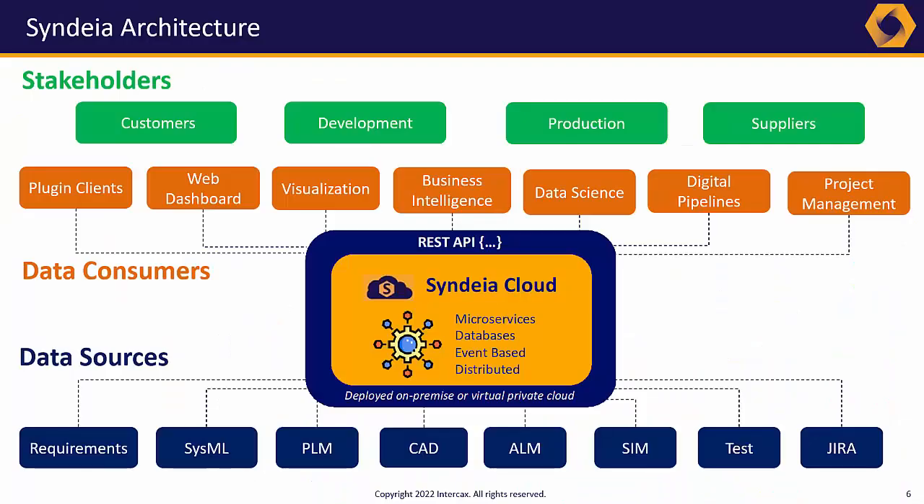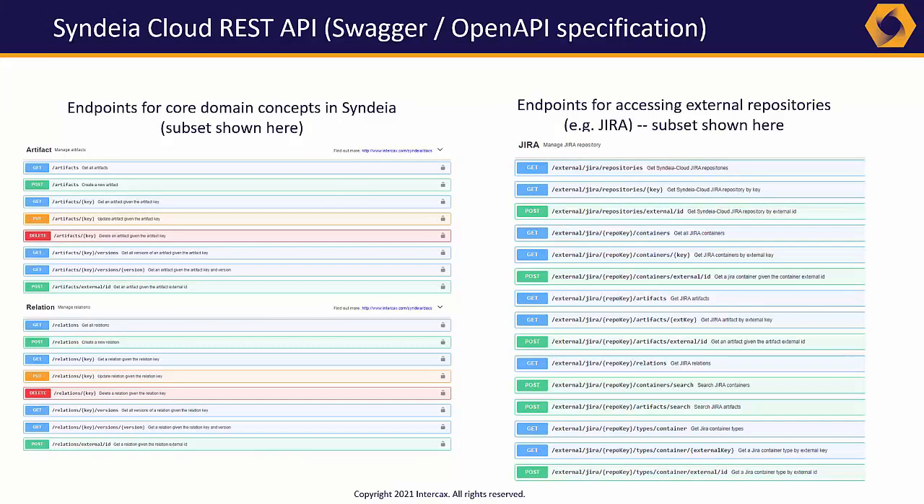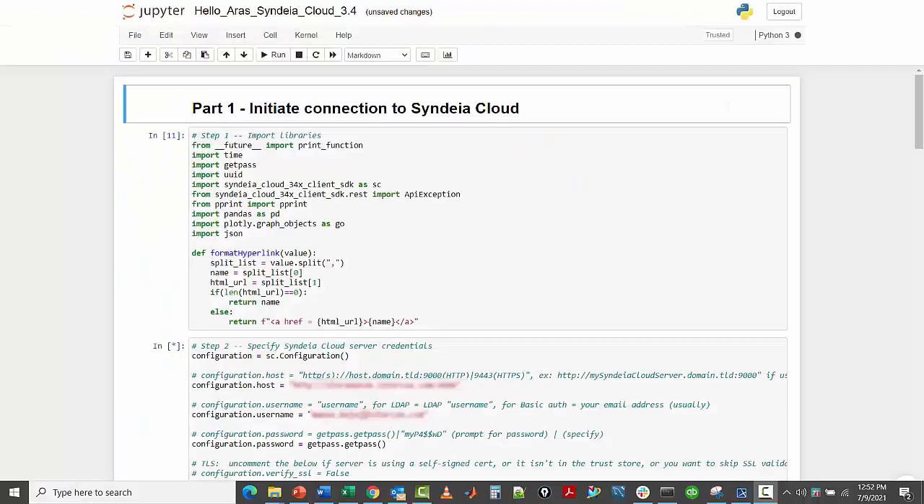The third Syndeia user interface may ultimately be the most important. The same Syndeia Cloud REST API that supports our clients is open and fully documented. Customers can apply the best available third-party applications for data science, workflow automation, and document generation, using Syndeia as a set of services to supply the entire digital thread data set.